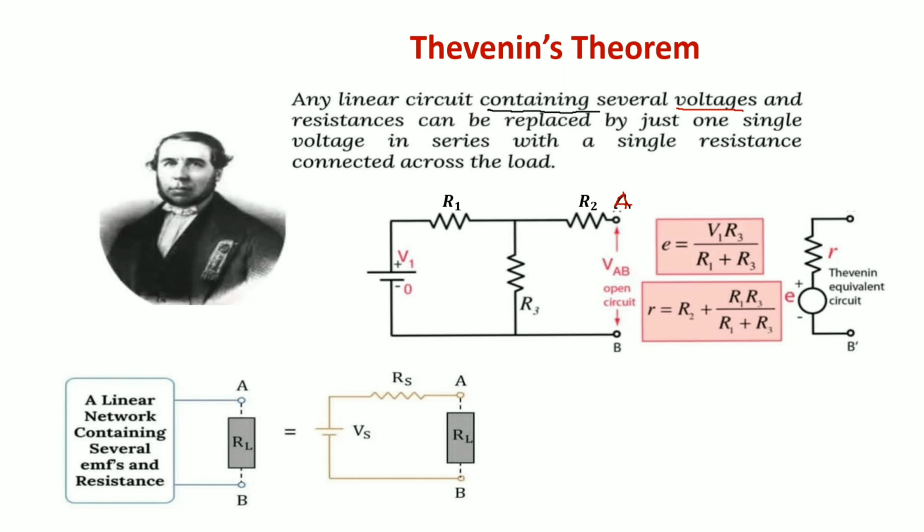Now you see a linear network containing several EMFs and resistances, with RL in my diagram, and it is converted into a Thevenin circuit where there is RS and VS. VS is the Thevenin voltage and RS is the Thevenin resistance. So this is the Thevenin equivalent circuit of the network.